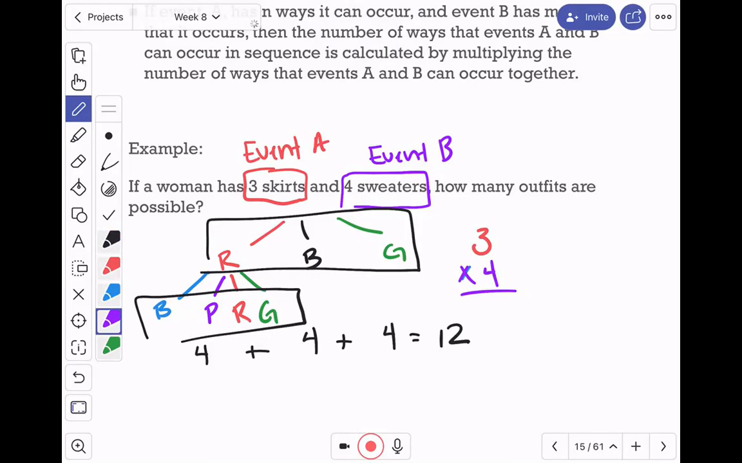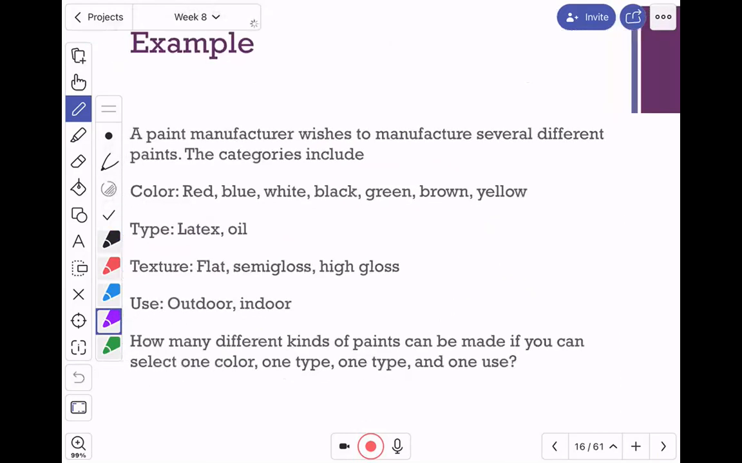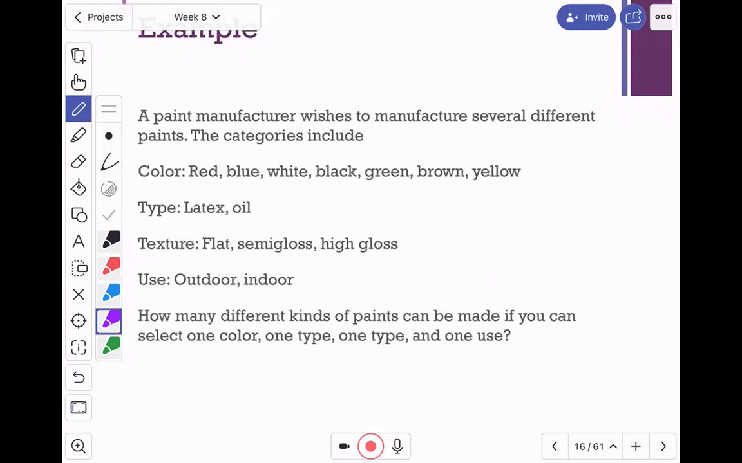Now, here's another example. A paint manufacturer wishes to manufacture several different paints. The categories include the color, the type, the texture, and the use. How many different kinds of paints can be made if you can select one color, one type, one texture, and one use? How many colors are there?